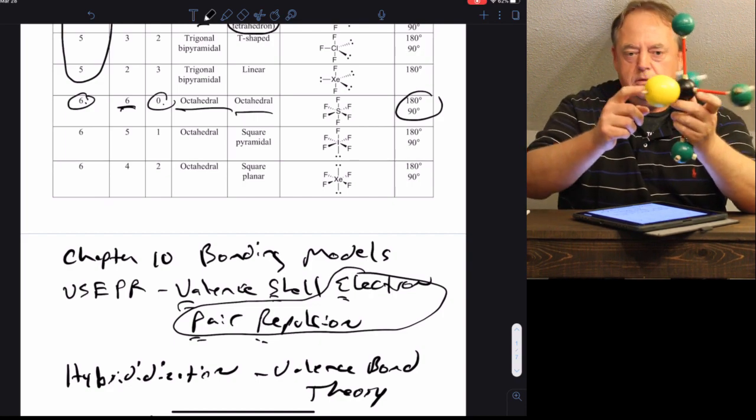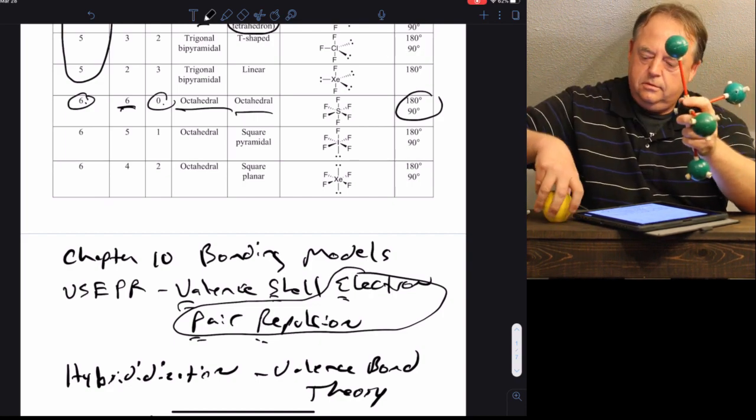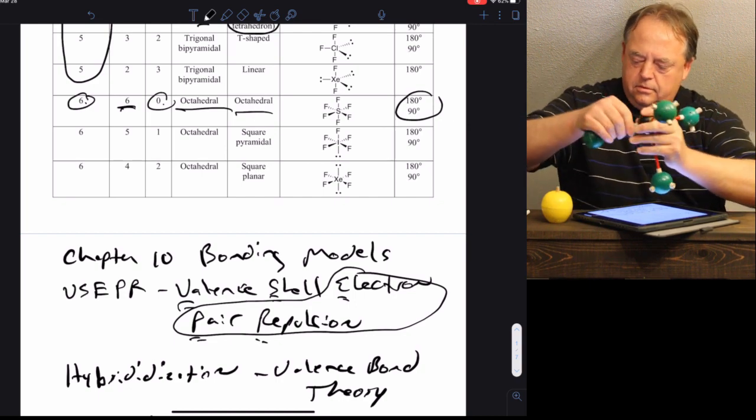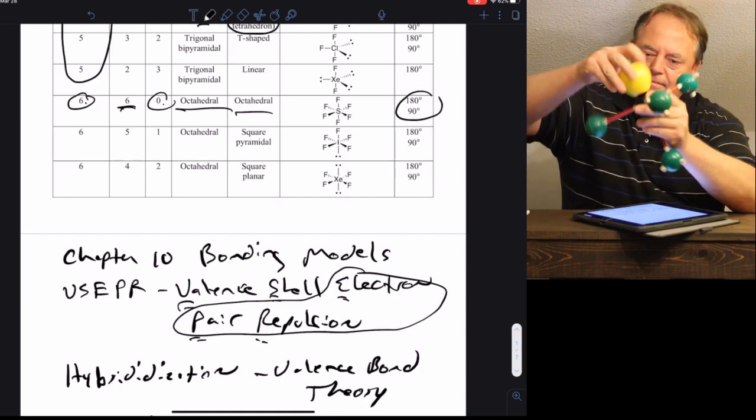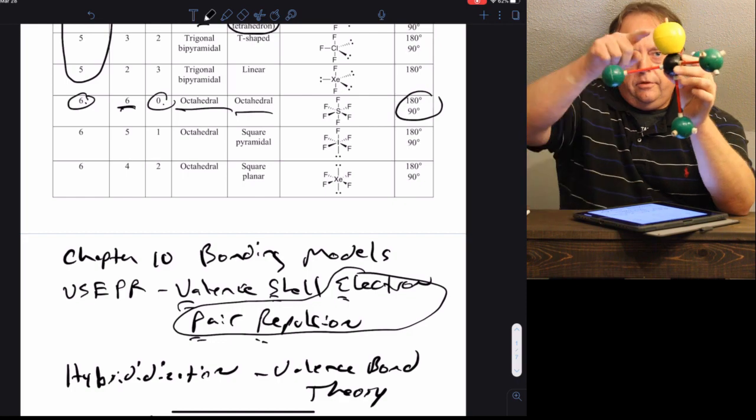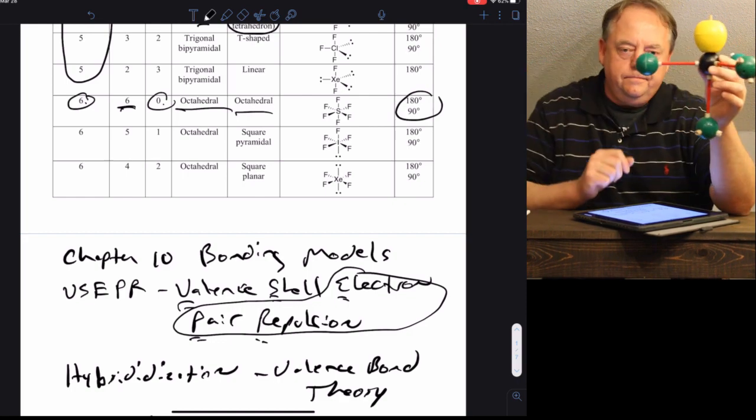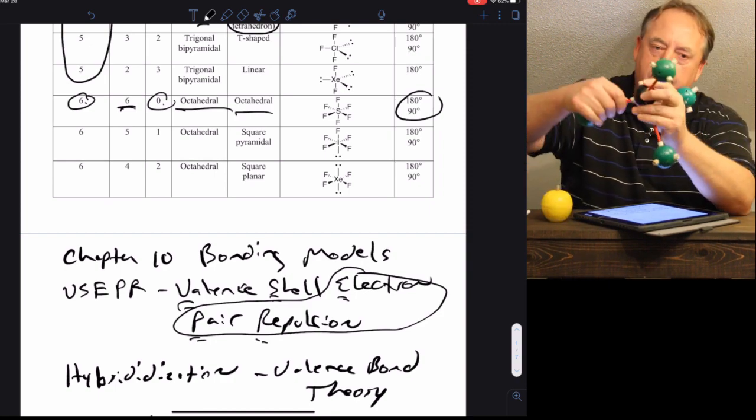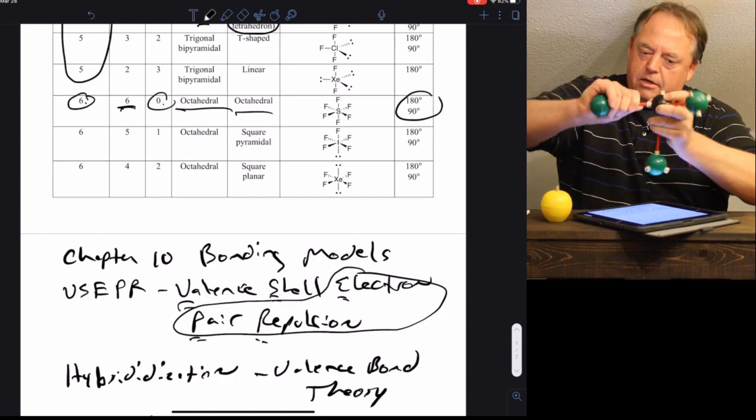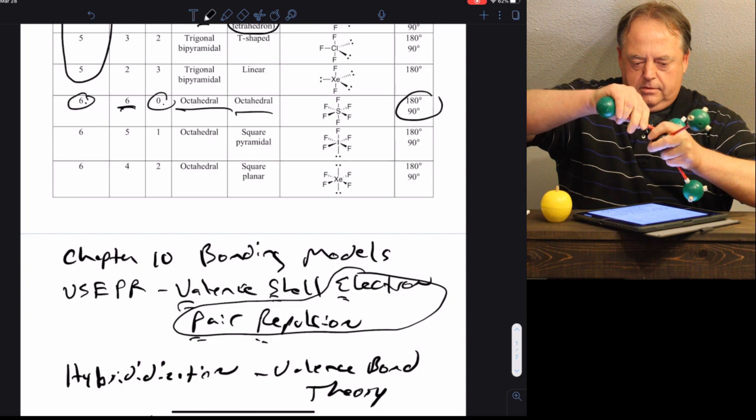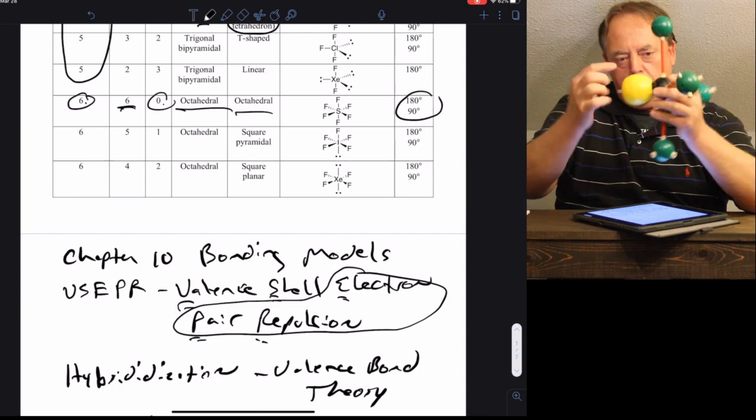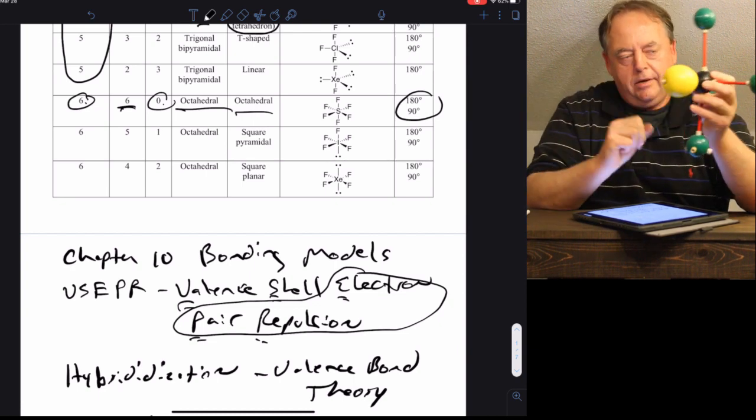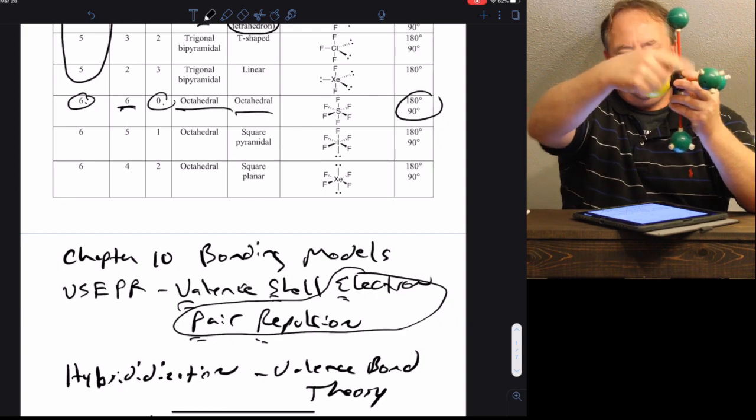So the lone pair is here and not there, because if it was there, then there's more electron-electron repulsion. So again, the molecule adopts a geometry that minimizes electron-electron repulsion. So it's better to have the lone pair here, where it's got 120 degree bond angles, rather than here where it would have 90 degree bond angles.